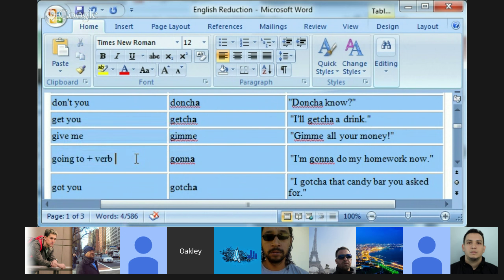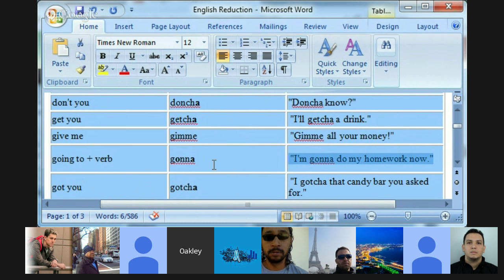Rodrigo, let's look at going to plus a verb. Now, of course, this is a form of the simple future verb tense. I will work. I am going to work. Both are simple future verb forms. So, here it is: going to plus the main verb. Rodrigo, how will it sound? Gonna. Yeah, okay. And the example sentence? I'm gonna do my homework now. Very good. Good job.